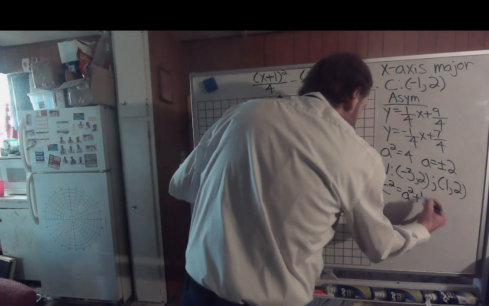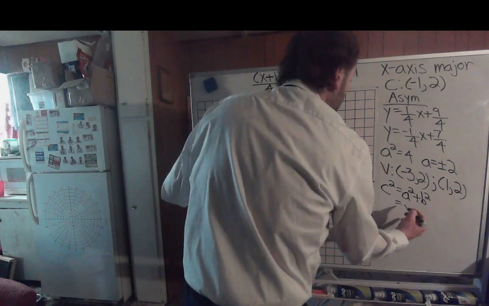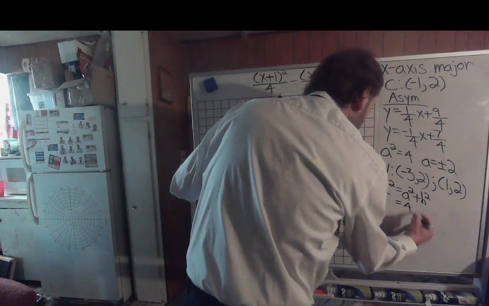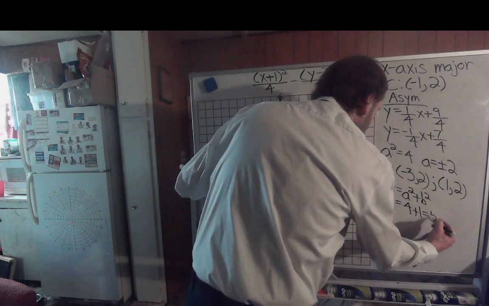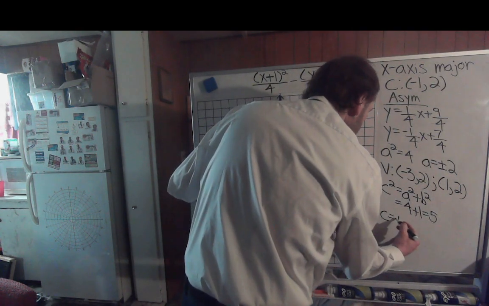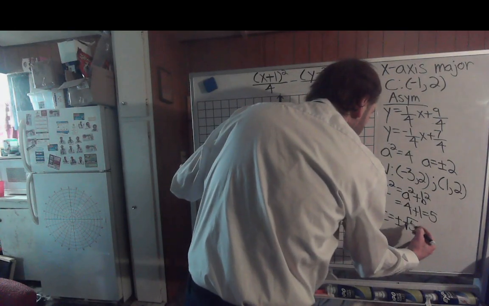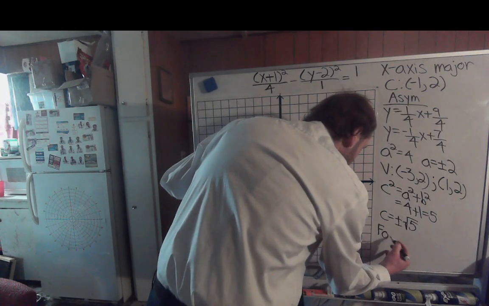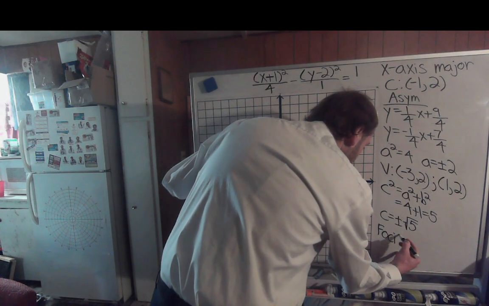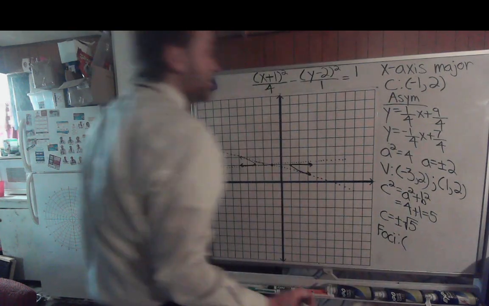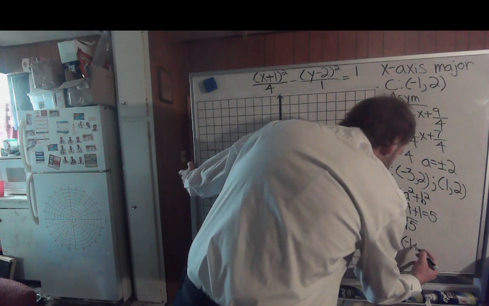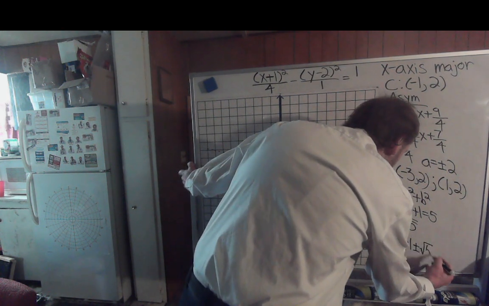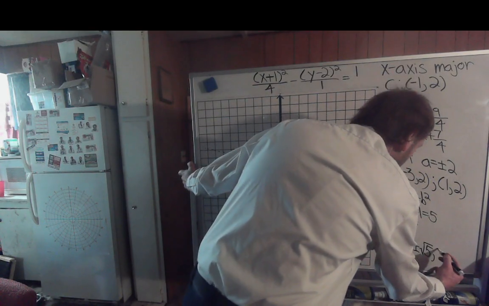One more thing though, we got to find the foci, which would be c squared equals a squared plus b squared, which means it's going to equal 4 plus 1, which equals 5. So c would equal plus and minus the square root of 5. So since the x-axis is the major axis, you're going to end up having your foci at negative 1 plus and minus the square root of 5 with your y coordinate of 2.